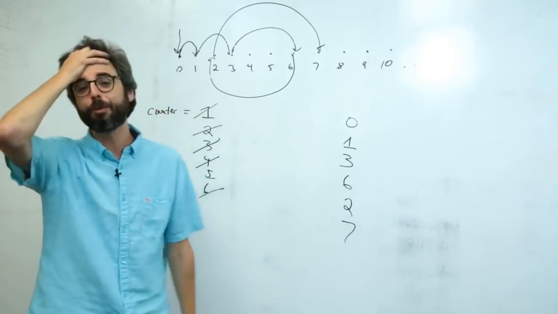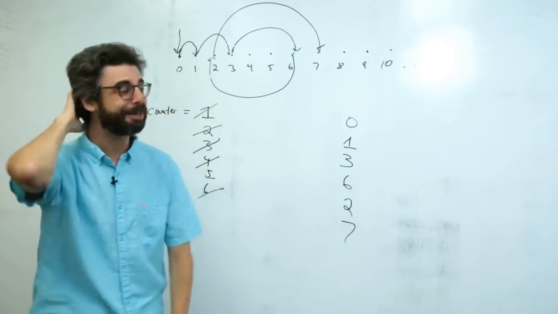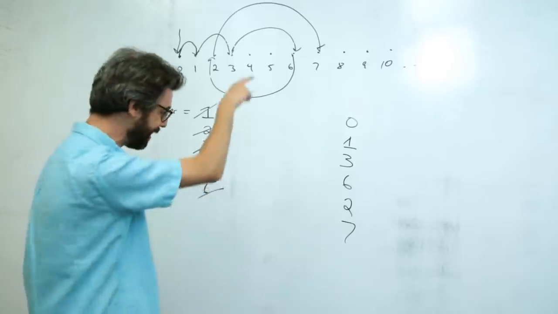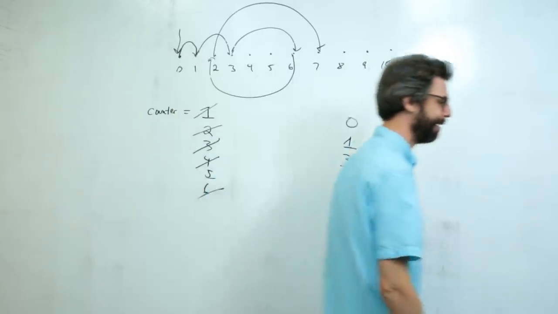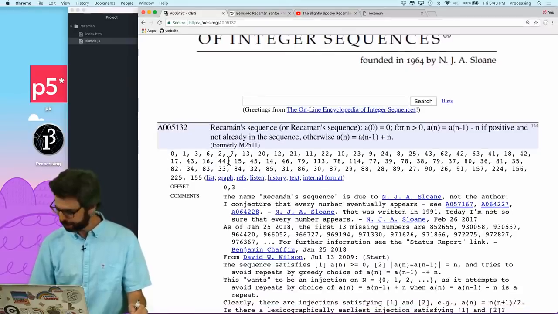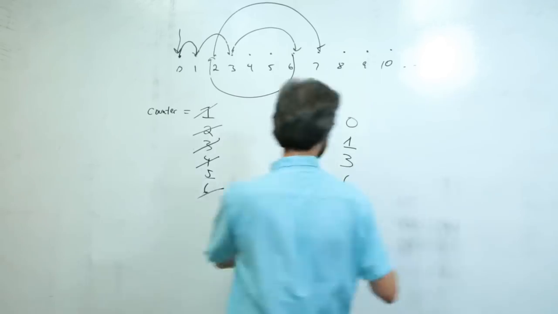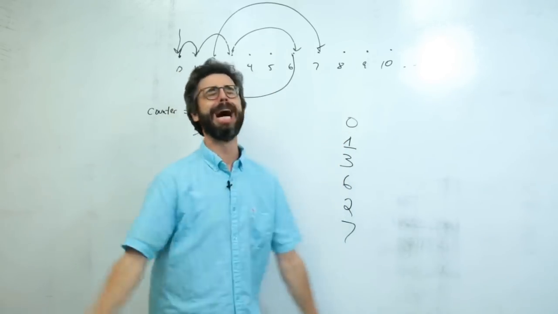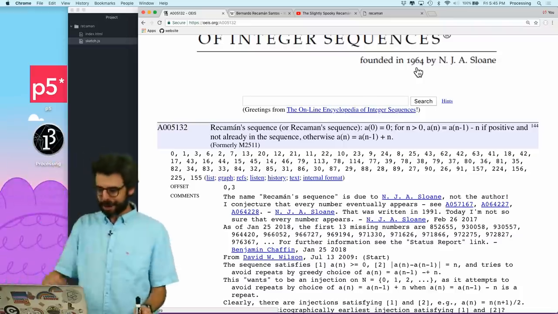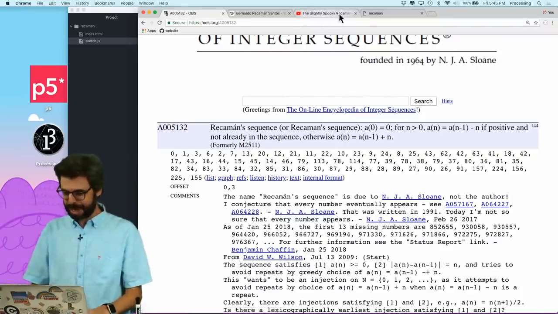First of all, I really, really hope that I didn't botch this. So I'm going to go check the encyclopedia and see if this sequence matches what's there. 0, 1, 3, 6, 2, 7. 0, 1, 3, 6, 2, 7. All right, so let's begin and write some actual code now.